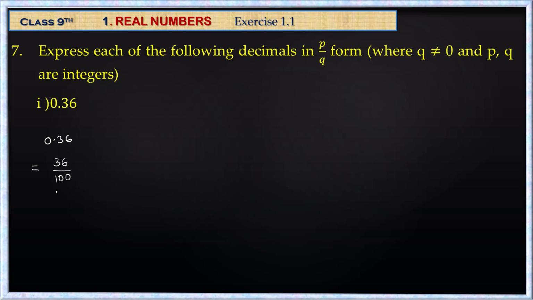Now further we can simplify by cancelling the numbers. 136 can be cancelled in the 4 table. 4 twenty-fives are 100 and 4 nines are 36. So it is equal to 9 by 25. Next bit, 15.4.